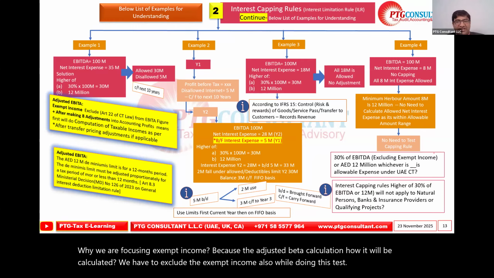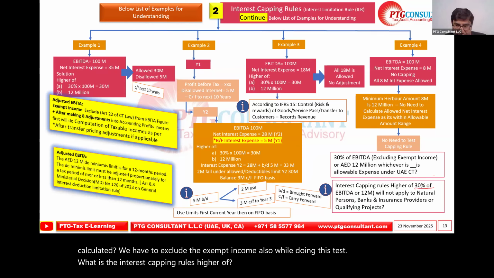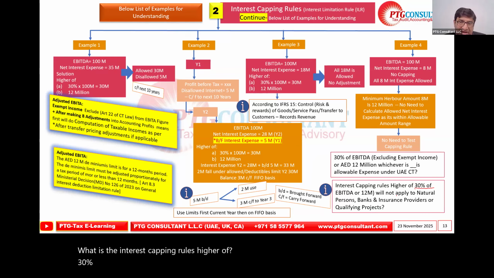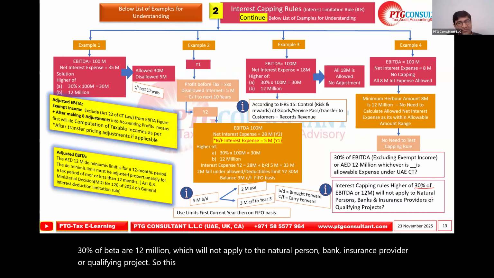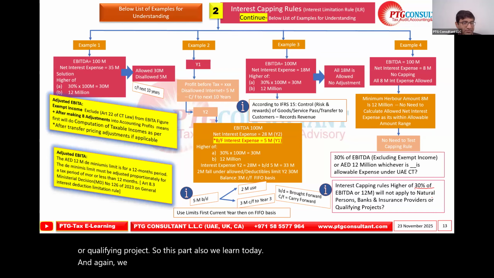What is the interest capping rule? Higher of 30% of EBITDA or 12 million, which will not apply to a natural person, bank, insurance provider, or qualifying project. So this point also we learned today. And again, we are adding this here as a reminder of the key points we have to keep focus on.